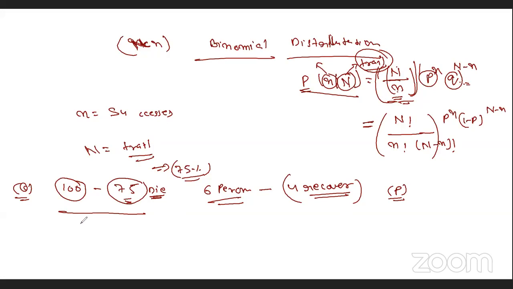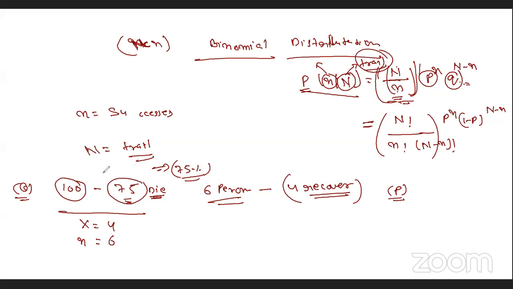If I talk about the number of persons who are going to recover, suppose I represent that by capital X, so that is equal to, let's suppose, 4. Now the total number of persons, or the total sample which I'm going to select out of 100, is equal to 6. Okay, so this is something that we will get.